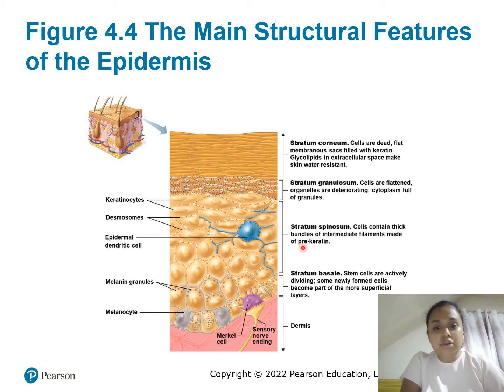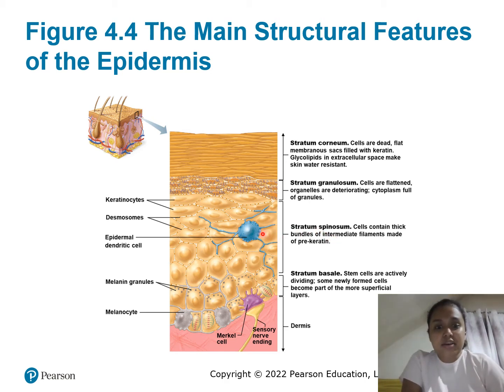That means it's before your pre-keratin is found on your stratum spinosum. Your pre-keratin is like the baby form of your keratin. Before it matures to become the keratin, it has the pre-keratin form. It's like it's still a baby.